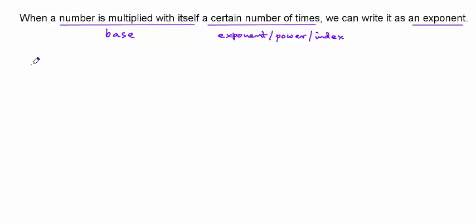For example, when 2 multiplies with itself 3 times, 2 times 2 times 2, we can rewrite this as 2 to the power 3, with 2 as the base. The number that multiplies with itself is 2, and the number of times it does that is 3. There are 3 2's in this multiplication sentence, so that becomes the exponent. And we read this as 2 raised to the third power.